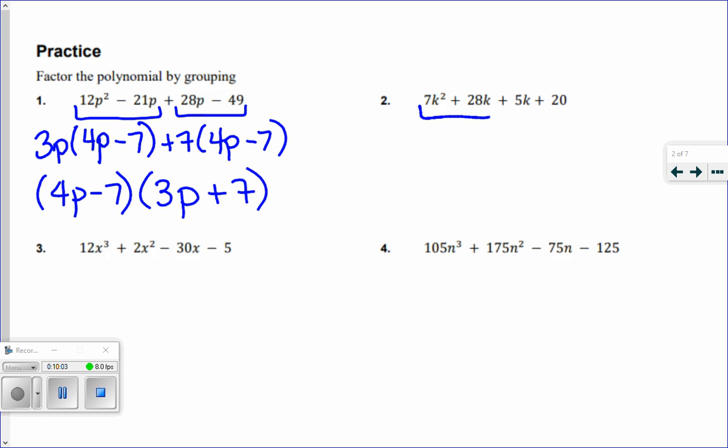So let's group the first two. Let's group the second two. I'm going to go a little faster. I'm going to look for a GCF in the first group. So 7k squared plus 28k. I want to notice that they have a 7 and 1k factor in common. So I'm going to factor that out.